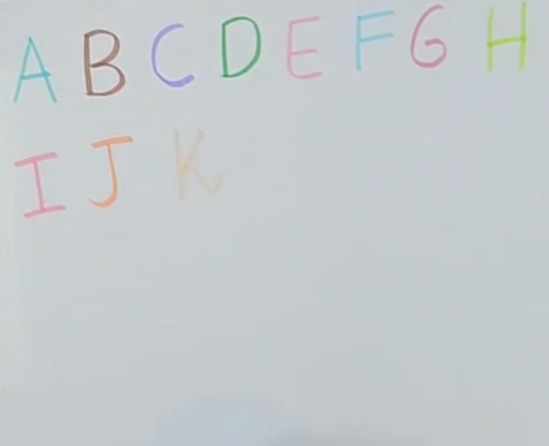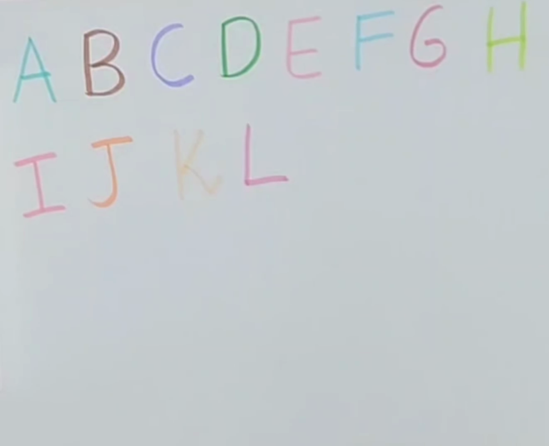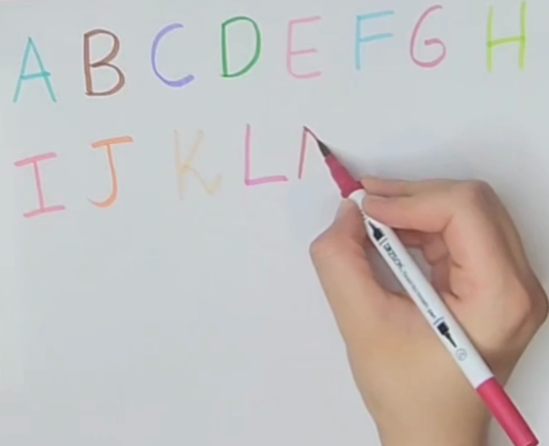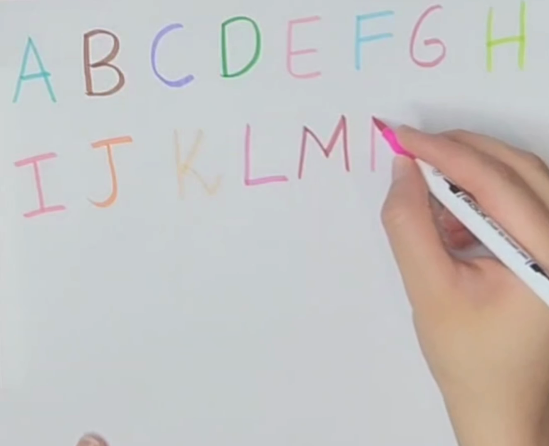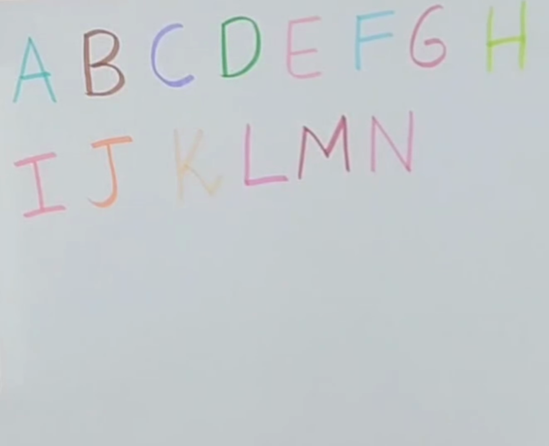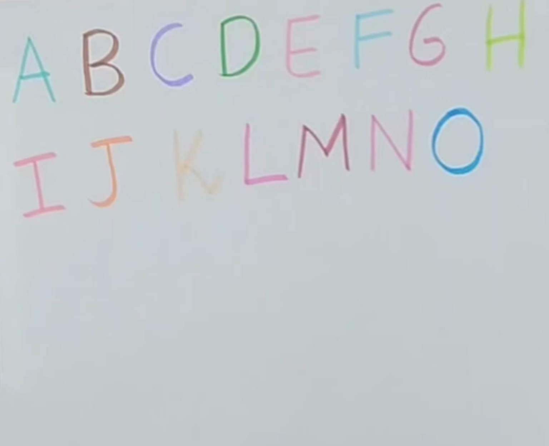K is for kangaroo. L is for lemon. M is for mouse. N is for narwhal. O is for onion.